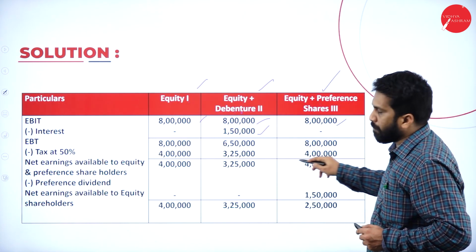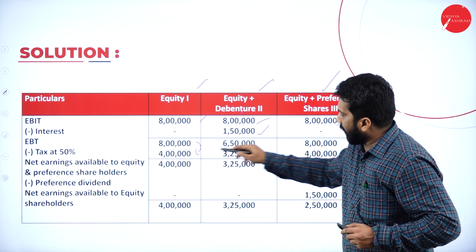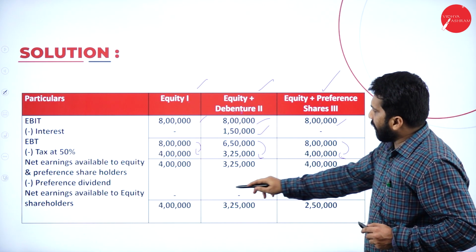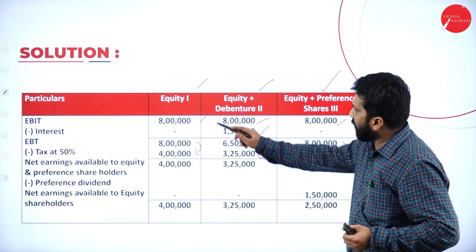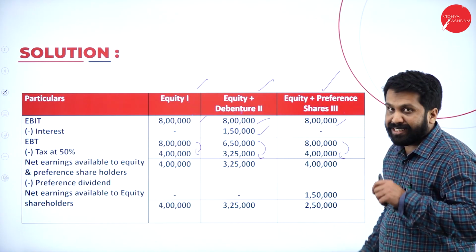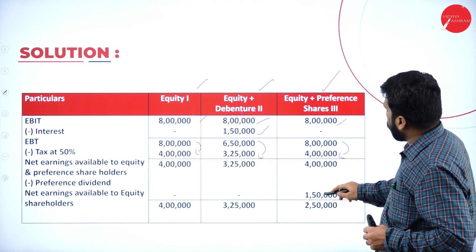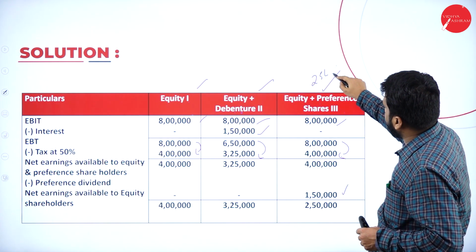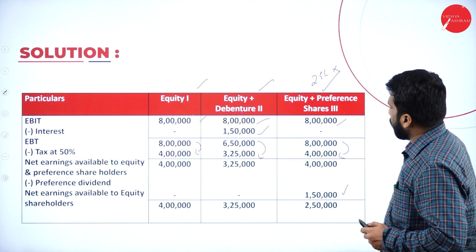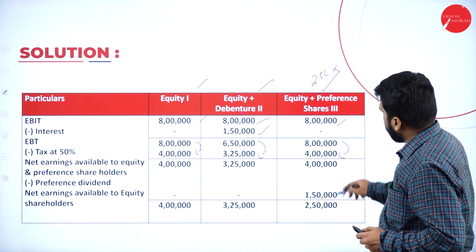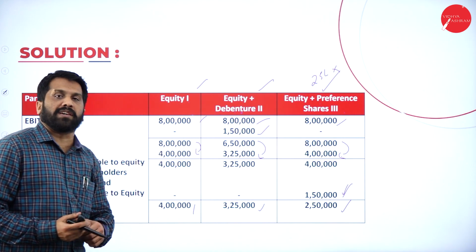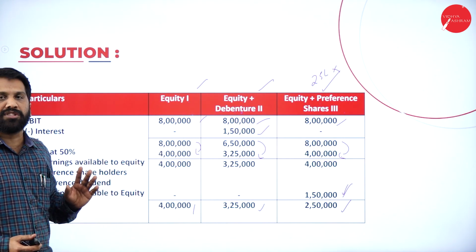Minus taxation at 50%. On this, you have to calculate tax. You get this value, minus what? Dividend. Do we have preference? No. Do we have preference? No. Do we have preference? Yes. This is 1,50,000 on 25 lakh, also 6%. Now, if you calculate 6%, you get 2,50,000, 3,25,000 and 4 lakh. Up to this, what did we get? Earnings available to equity shareholders.